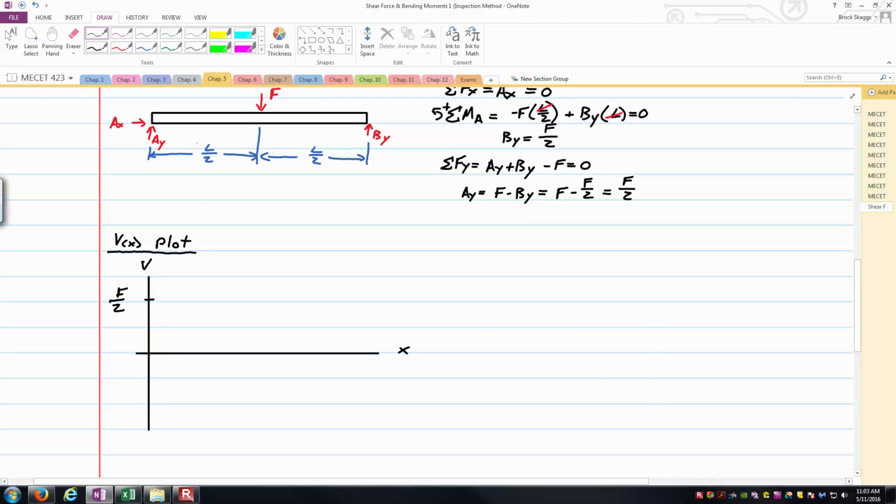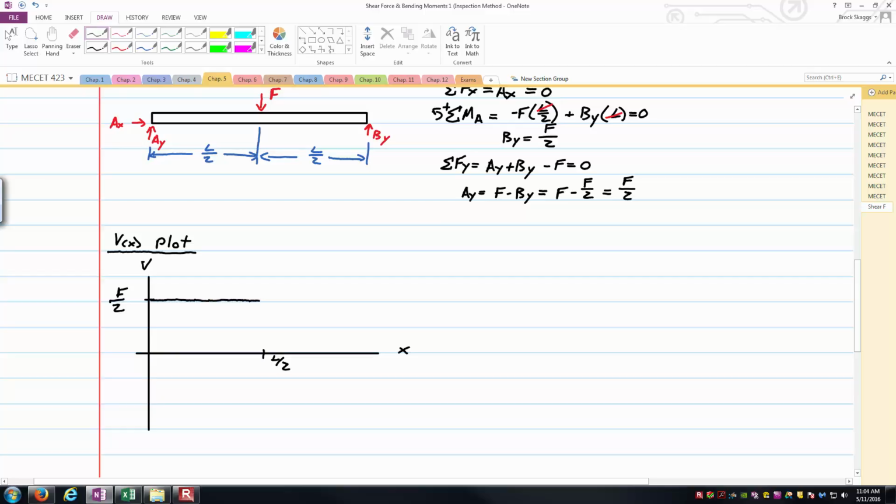And then notice right between A and the midpoint, the first half of the beam, there are no loads at all on the beam itself. There's not a distributed load, there are no concentrated forces, and so what that means is that the shear diagram is just not going to change its value at all. That's where I can draw this horizontal line, saying that between 0 and L over 2, the shear force is going to remain constant.